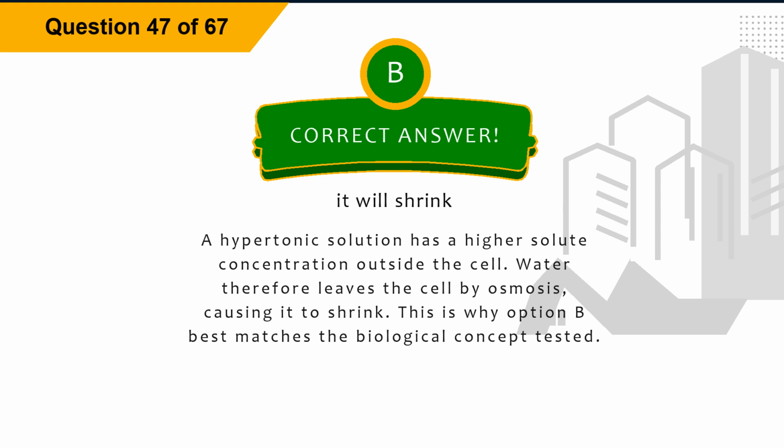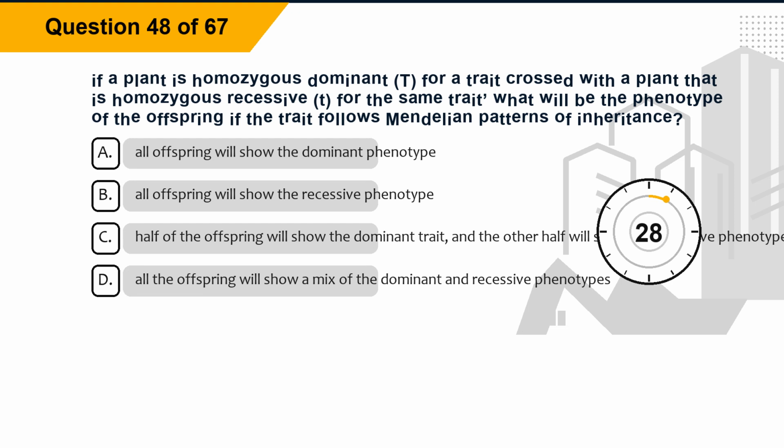This is why option B best matches the biological concept tested. Question 48. If a plant is homozygous dominant, TT, for a trait crossed with a plant that is homozygous recessive, tt, for the same trait, what will be the phenotype of the offspring if the trait follows Mendelian patterns of inheritance? Option A, all offspring will show the dominant phenotype.